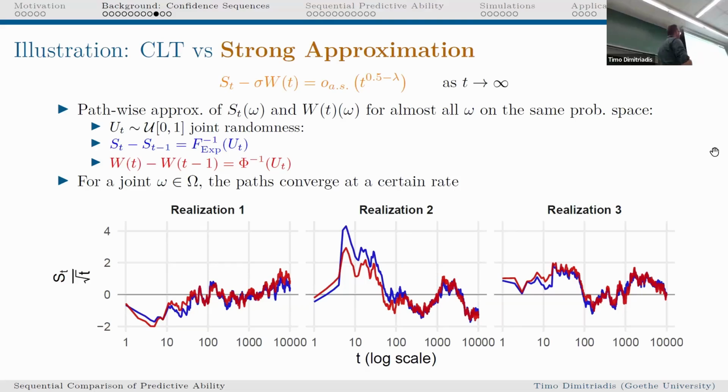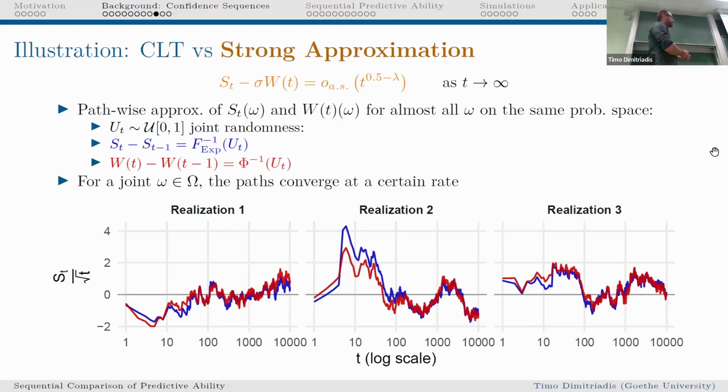And at the same time, you can simulate Gaussian random variables by using the Gaussian CDF to the power of -1 and plugging in the uniform random number. And you take the same uniform random number. If you do that, then you have simulated S and W, so both processes, on the same probability space, kind of, and by the same randomness. So the randomness underlying that is the U_t. This is not exactly how the proofs work in these strong approximations, but that's at least how I think of it. I hope it's correct enough.